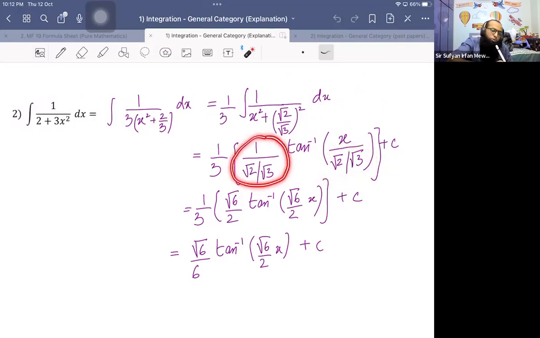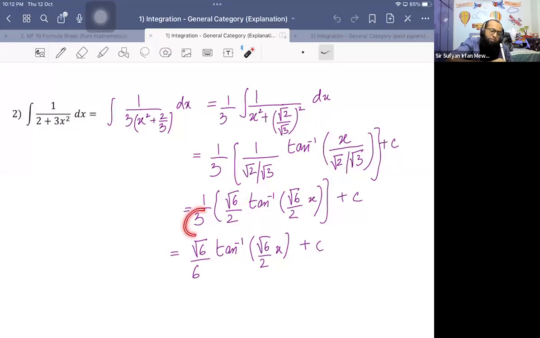Now 1 upon root 2 upon root 3, if you are going to use a calculator, will become root 6 upon 2. And x upon root 2 upon root 3 will also become root 6 upon 2, because it's 1 upon root 2 upon root 3, x upon root 2 upon root 3. So if we divide 1 by root 2 upon root 3, it will become root 6 upon 2. So root 6 upon 2 tan inverse root 6 upon 2x plus c.